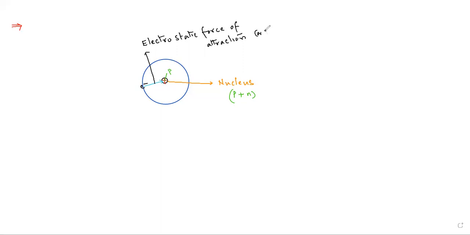It is also known as Coulombic force. Okay. Now this Coulombic force can be given as minus kZe square by r square. Okay. You can also call it centripetal force. You know, this force attracts electron towards the nucleus.